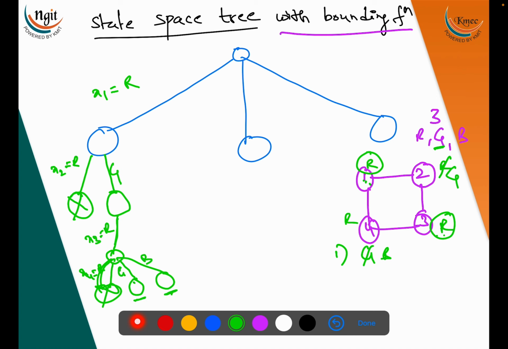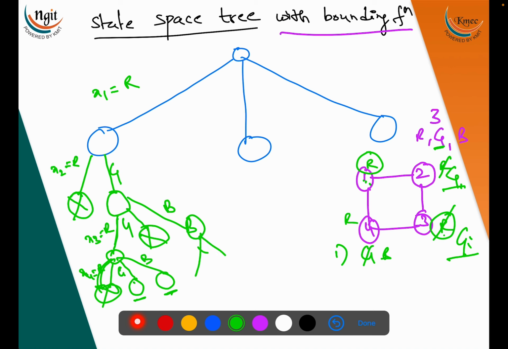Now again go back. x3 is equal to red we have taken. Now let us see if x3 is green. Now what happens? Now it is again the same color, so kill the node. Apply the bounding function and kill the node. So again take B. That is what? Blue color.